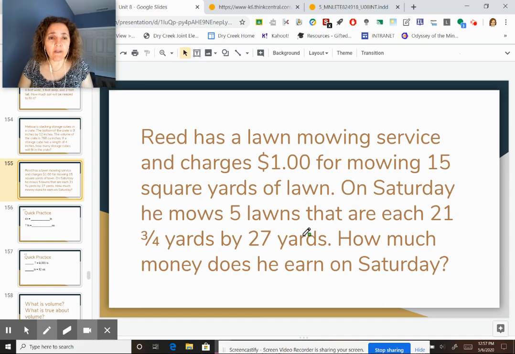So the first thing I got to find out is the area for one lawn. Okay. So on Saturday, he mows 5 lawns that are each 21 and 3/4 by 27. So I got to find out how much the area of one lawn is and then the 5 lawns. So let's start with that. So I know I need to multiply 21 and 3/4 by 27. So go ahead and stop the video and do that and then come back to me.